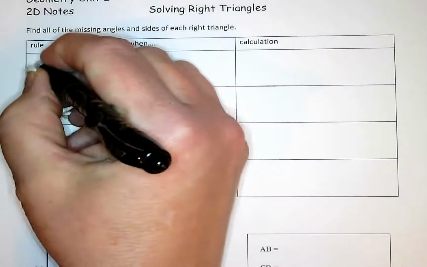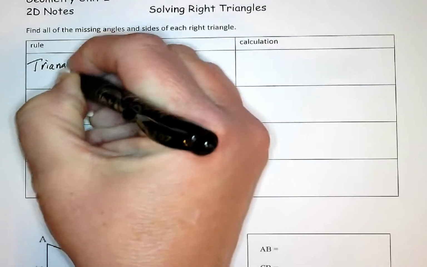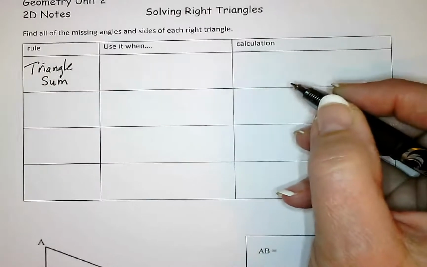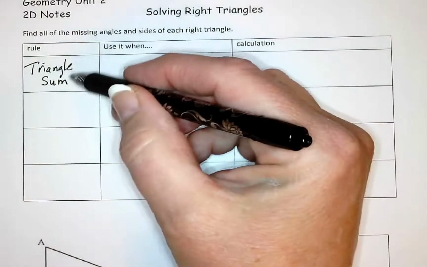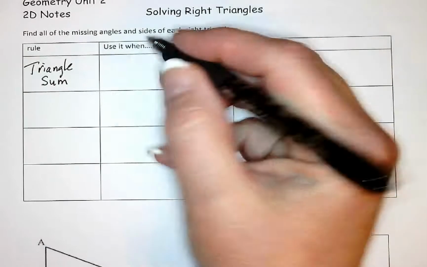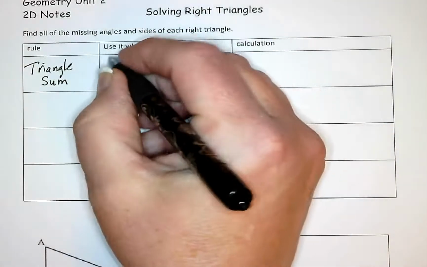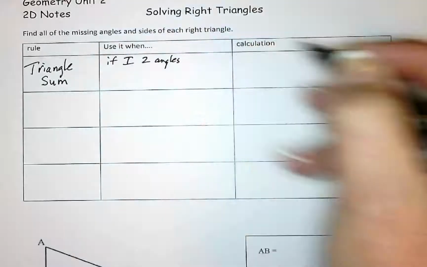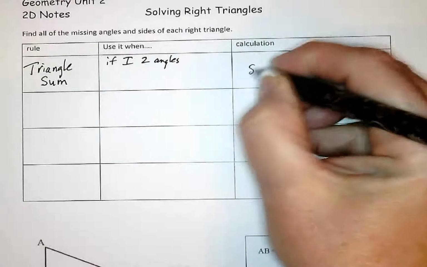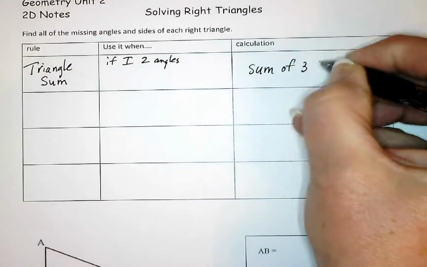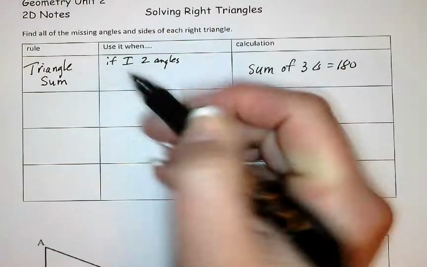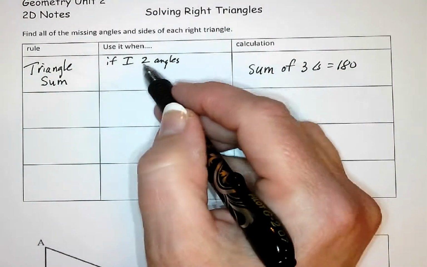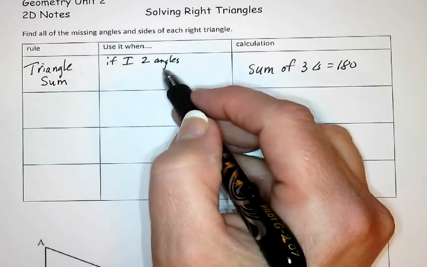So one of the rules that we can use that we learned first semester is the triangle sum. If you remember, the triangle sum is the sum of the 3 angles is going to equal 180 degrees. So when can I use that? If I have 2 angles, then I can use it. Now, these are all right triangles, so one of the angles will always be 90. And so if you have the other angle, you can use the triangle sum to help you find the third angle.